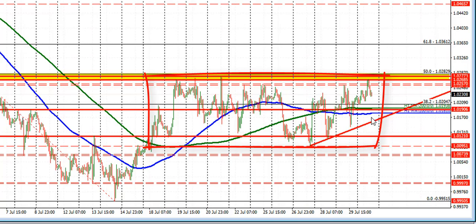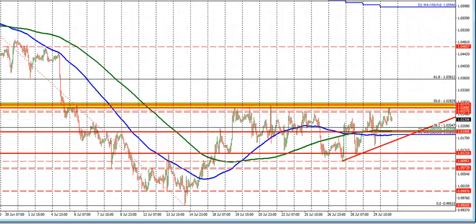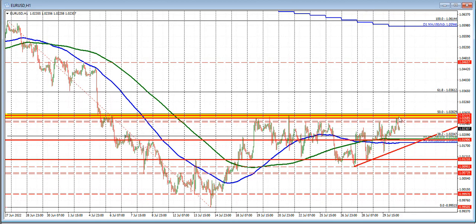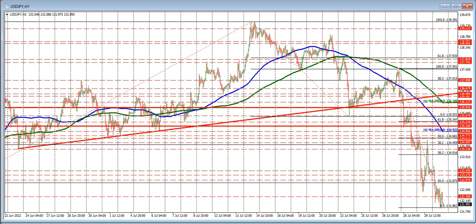So same story for the euro versus US dollar that we've been telling for a long while, and we'll continue to tell that until the market either breaks to the upside or breaks to the downside. Let's take a look at the dollar versus yen.